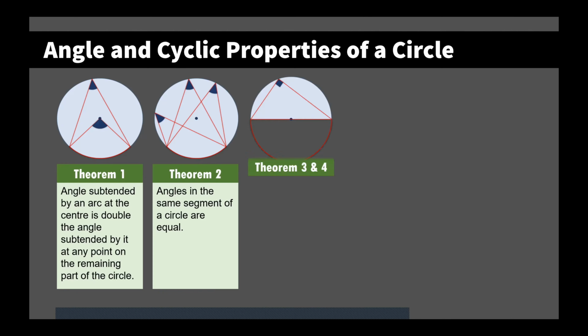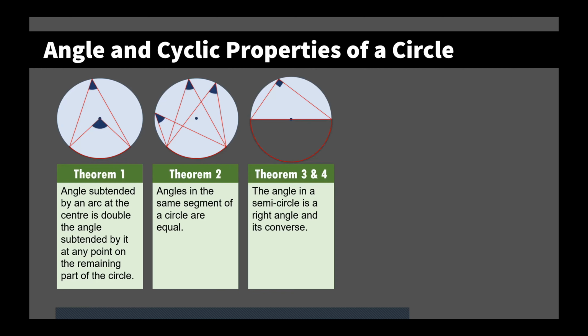Again, looking at the first property, but this time with a specific condition. The condition is that the arc subtending the angles is a semicircle. The theorem says that the angle in a semicircle is a right angle, and its converse is also true. That is, if an arc of a circle subtends a right angle at any point on the remaining part of the circle, then the arc is a semicircle.